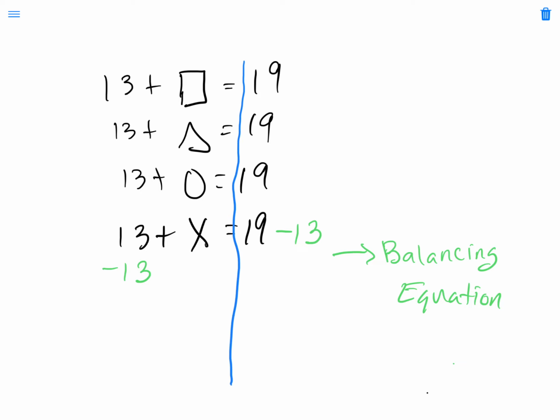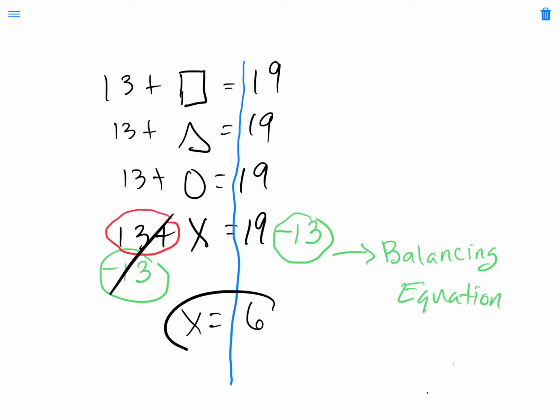And you can see here, I did the balancing, I did the same concept to both sides of my blue line. And of course, the opposite of adding 13 is to subtract 13. So doing all this math, this cancels out. So x equals 19 minus 13, which is 6.